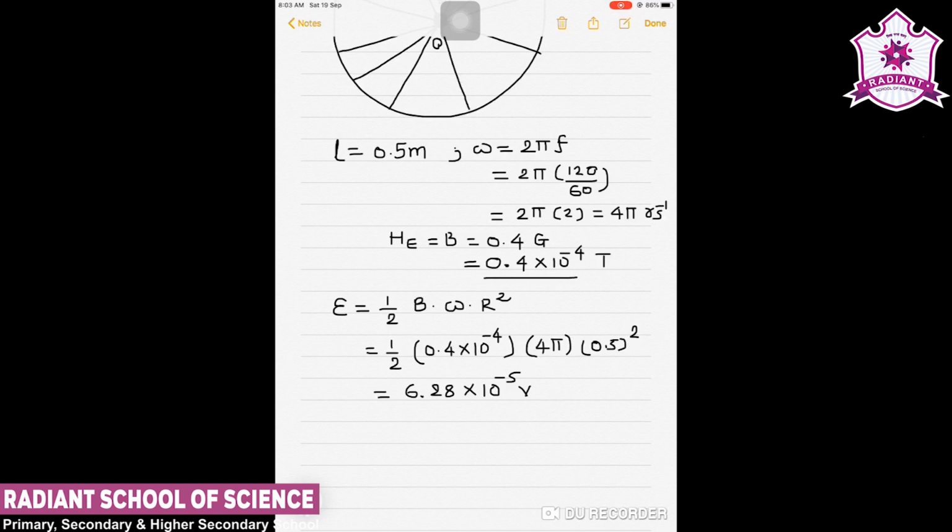The number of spokes is immaterial in this case because the EMFs across the spokes are in parallel and therefore it will remain constant for each condition. So here the number of spokes is immaterial, whether it is 10, 20, 50, whatever, the answer will not change. So this is your example number 6.7.